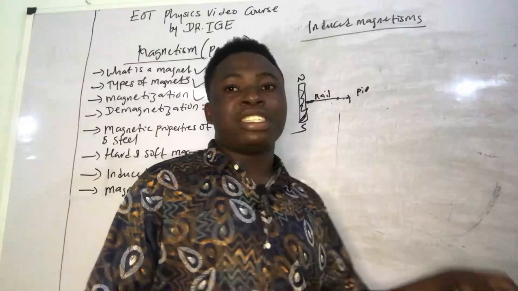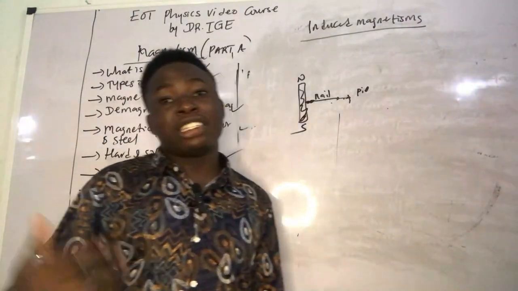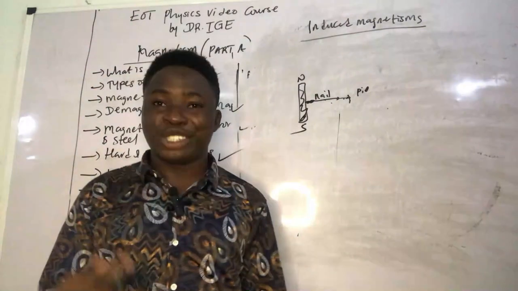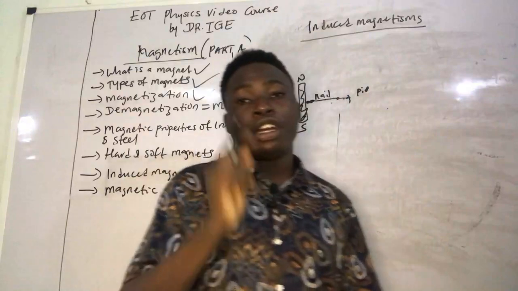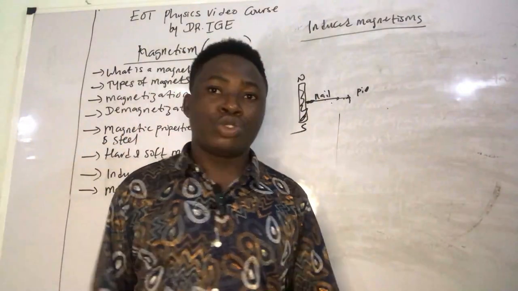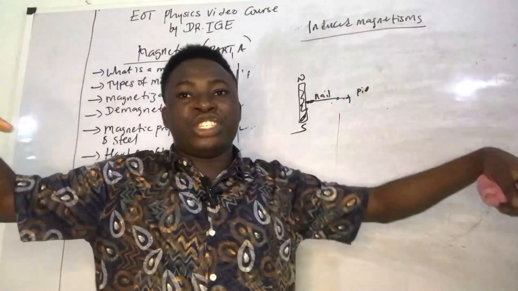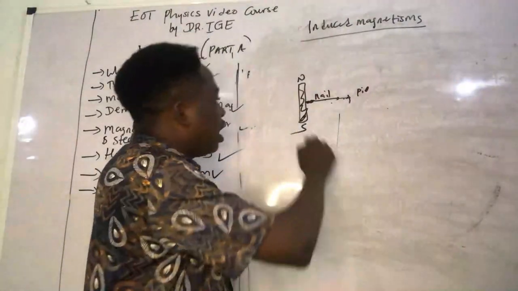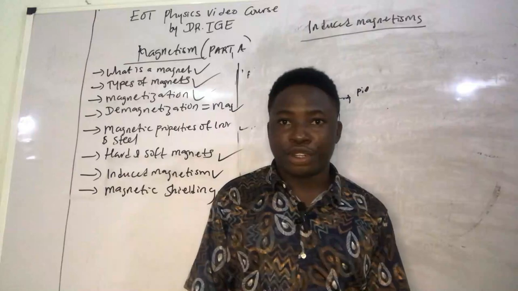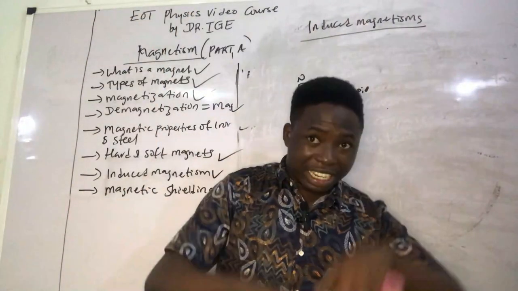Okay, and it's also the same thing that happens in the earth. Science has it that there's an imaginary bar magnet situated at the center of the earth. When we talk about magnetic elements, which we'll do in the next part, we'll see all these things. So the earth on its own induces magnetism. That's the reason why all these magnets can even be magnetized, as far as they are in the north-south direction. So the earth itself induces magnetism on everything on the earth.